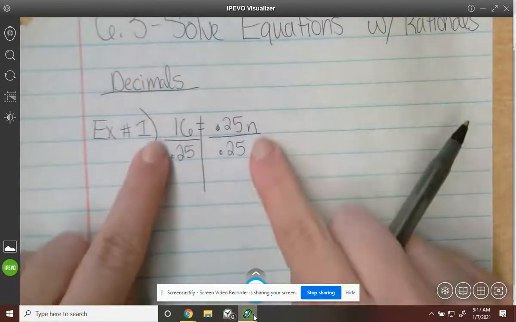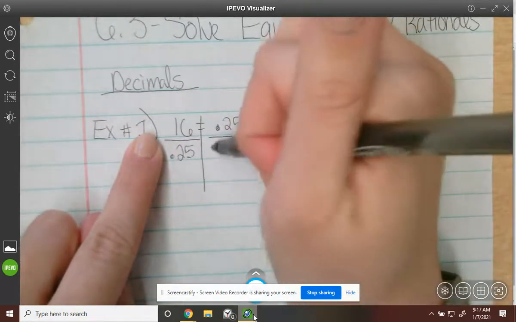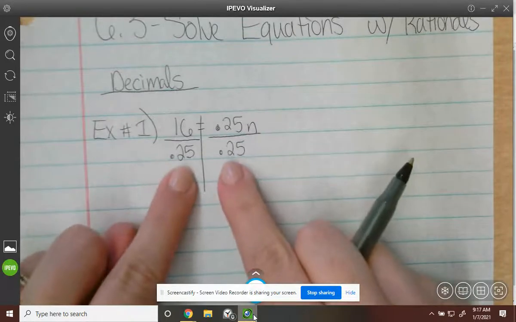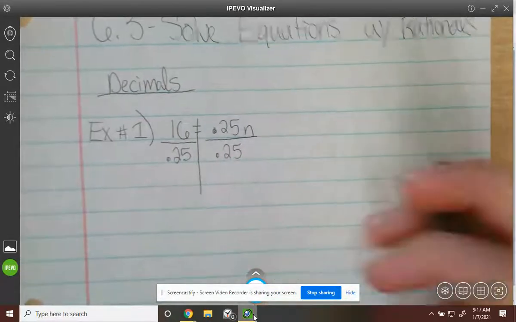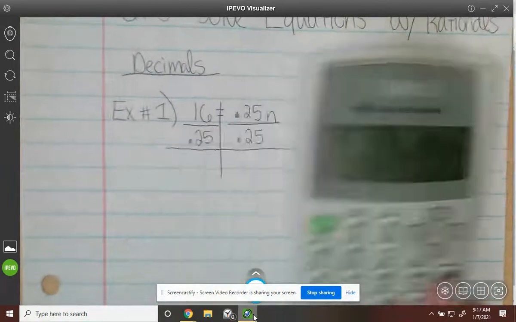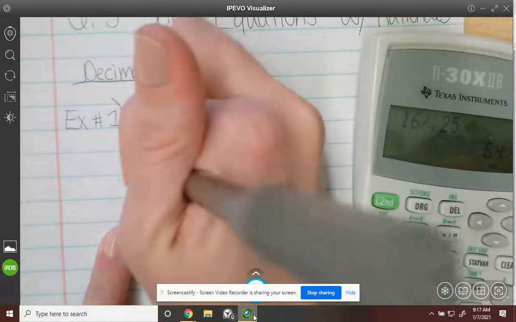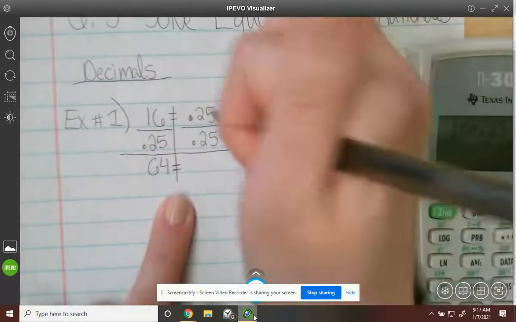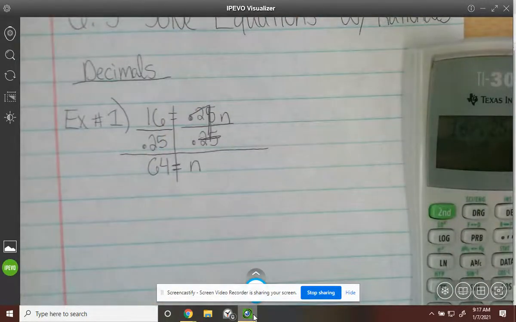Okay, and I really need you to understand you have to put that fraction line there, or put a little division sign or something. Because if you just write 0.25 underneath it, you're probably going to add on this side. So put a sign telling you what you're doing. I'm just going to take my calculator and do 16 divided by 0.25, and I get 64 equals, this turns into 1, so I'm left with just n. And that is my answer.